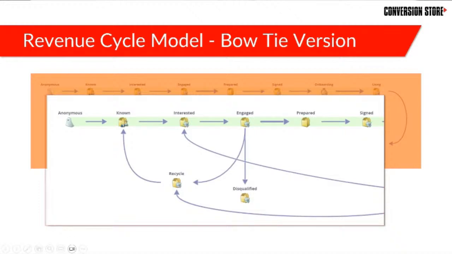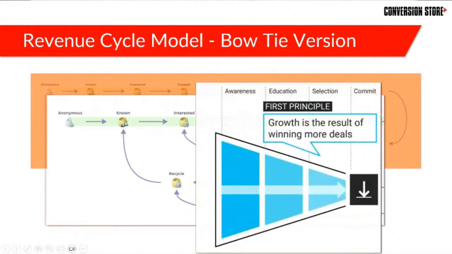Each of these boxes is a stage in your revenue cycle model, and it's basically measuring a milestone, if you will. All of the data from each of your campaigns is driving into that. If they're known, are they responding to a social media ad or a paid search ad? If they're interested, are they responding to a webinar, for example? Are they watching this webinar? And you're moving them through the left-hand side of the bow tie.